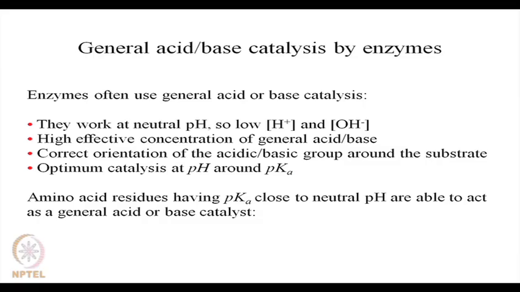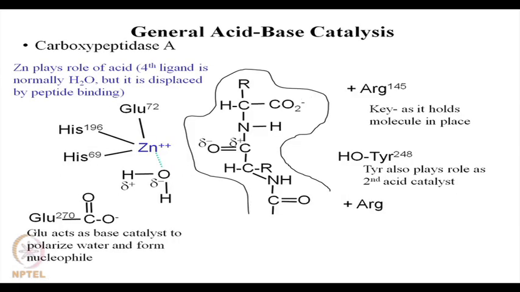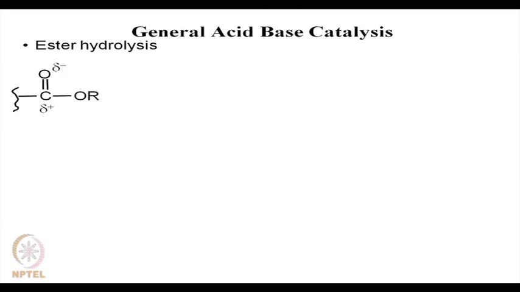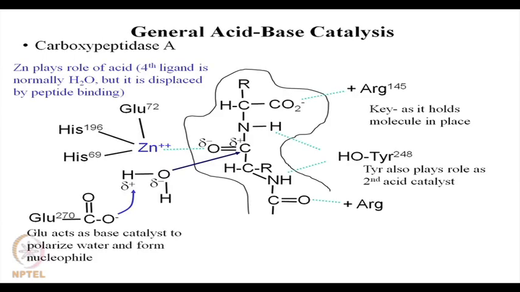Now, amino acid residues having pK close to neutral pH, that is pH 7, are able to act as general acid or general base catalysts. As an example, let us take a general acid base catalysis in carboxypeptidase.